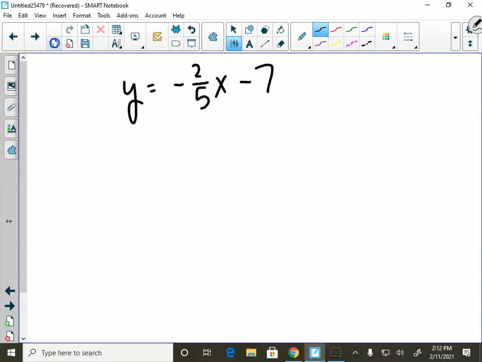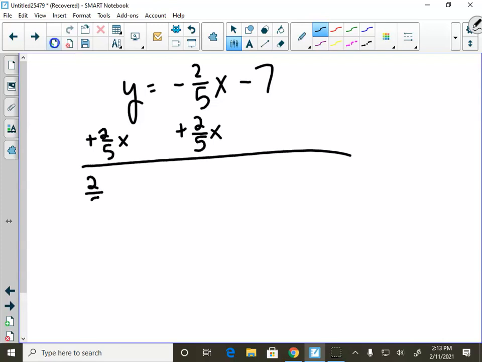So my suggestion is the first thing you want to do is get the x and y on the same side. So let's do that. We'll add 2/5 x to both sides of the equation. Now we have 2/5 x plus y is equal to negative 7. And if you remember, standard form looks like this. Ax plus by is equal to c, where a has to be a positive number. So in this case, a is a positive number, 2/5 is positive, but 2/5 is also a fraction. Can't have a fraction in standard form. So we got to get rid of the fraction.